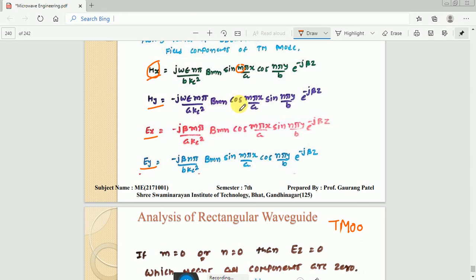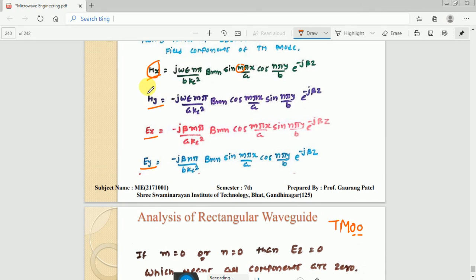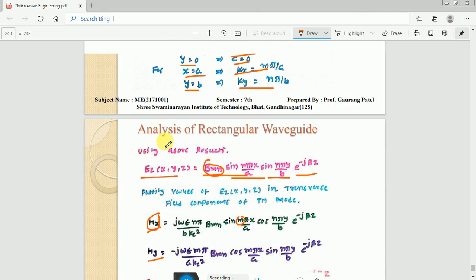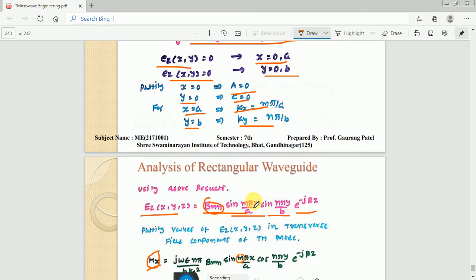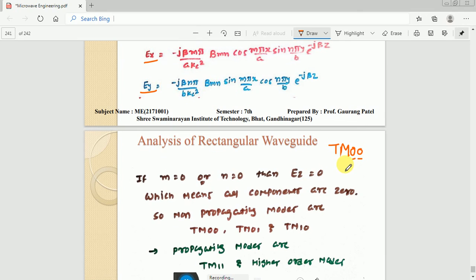Similarly, you can find in all these components, if you put m equal to 0, n equal to 0, then all the components will be 0. Hx, Hy, Ex, Ey as well as Ez also become 0. It means that the TM00 mode cannot propagate in the rectangular waveguide because we do not have any field component for this specific mode. So this is a non-propagating mode in rectangular waveguide.